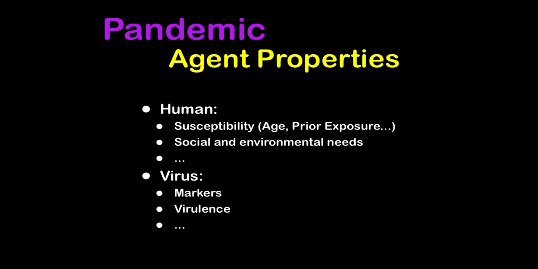Viruses have, for example, markers which might help the immune system identify them. How quickly might they reproduce, and what kind of damage might they cause to the host.